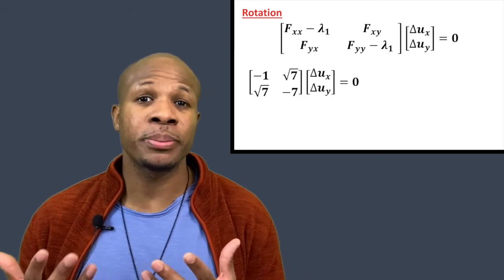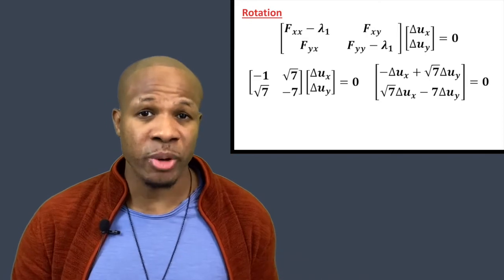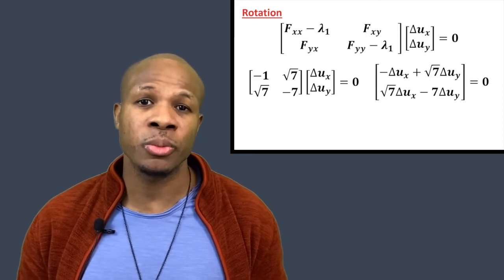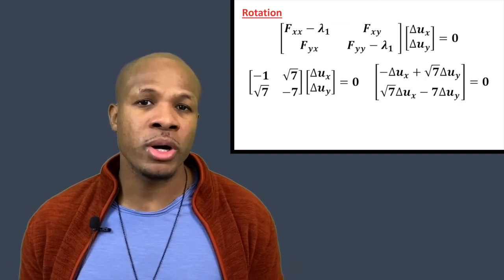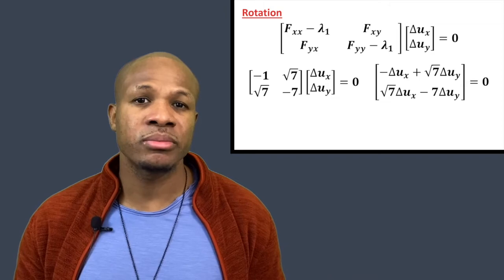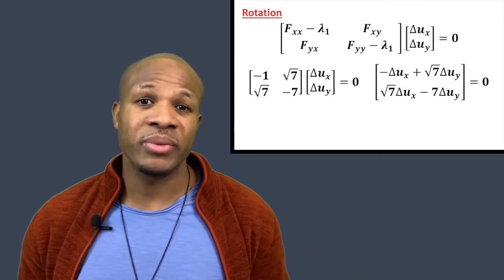Okay, so let's go ahead and multiply this matrix times our u vector. And when we do that, we get this expression. Row 1 is negative delta u sub x plus 7 delta u sub y. If you simply multiply row 1 times negative radical 7, you'll get the same expression in the second row. So row 1 and row 2 are identical and they equal 0.